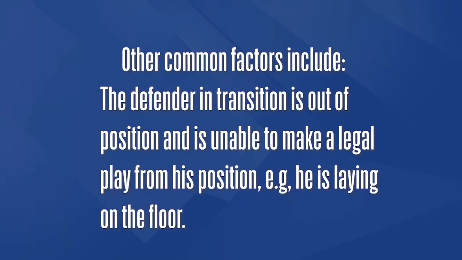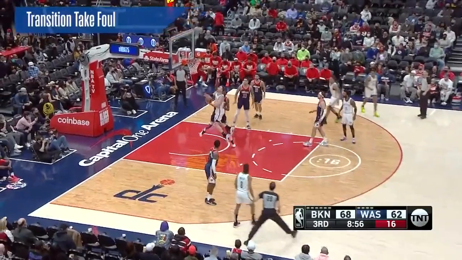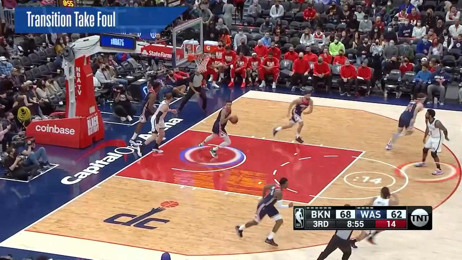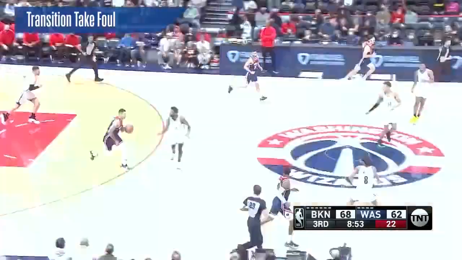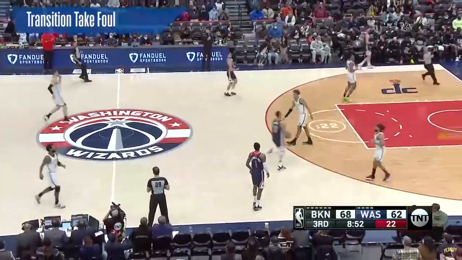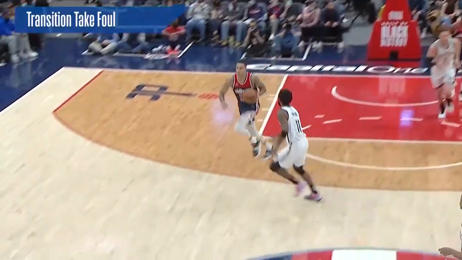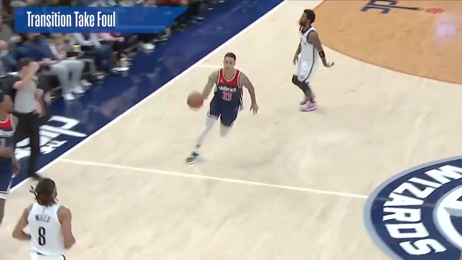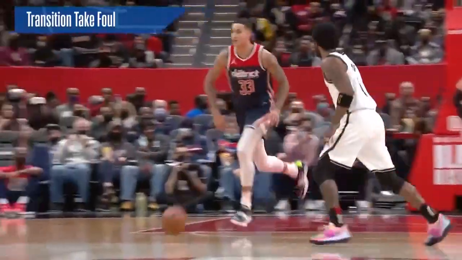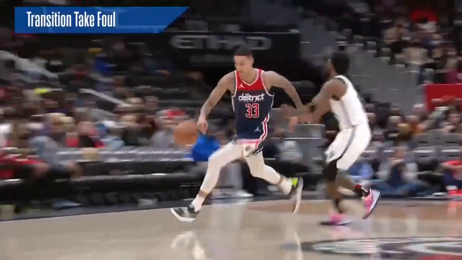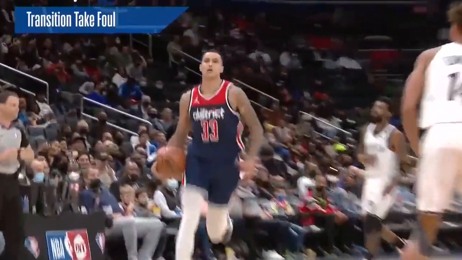Let's take a look at some examples. This first play is an example of a defensive foul that would be ruled a transition take foul this season. The defensive player, Kyrie Irving, does not make a legitimate attempt at the ball, and instead he effectively gives up on the play by grabbing the dribbler, Kyle Kuzma, with both arms. Going forward, this type of play will be ruled a transition take foul.